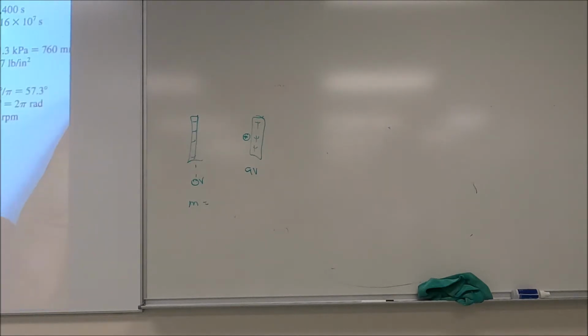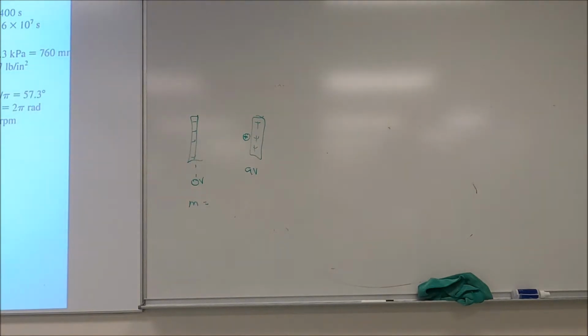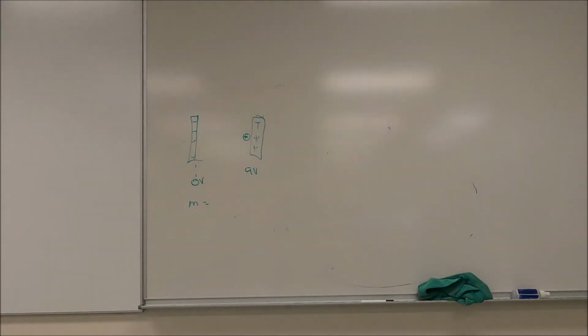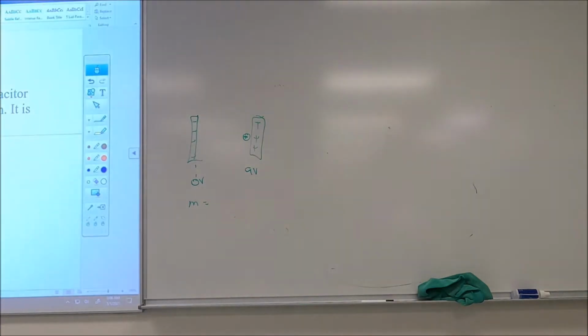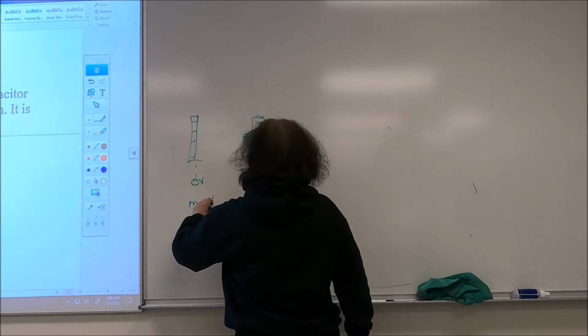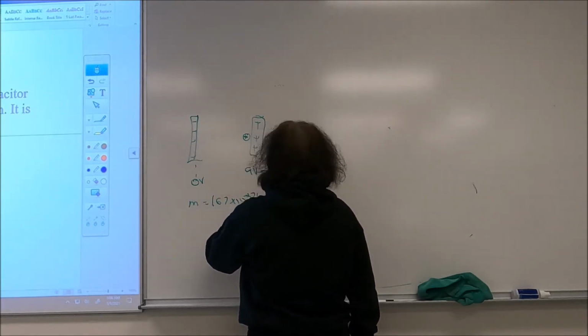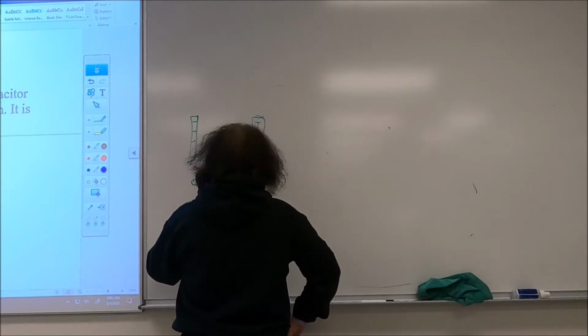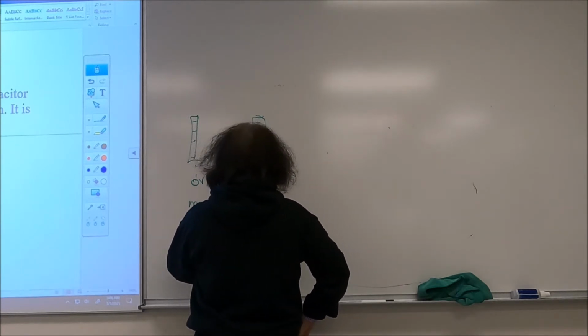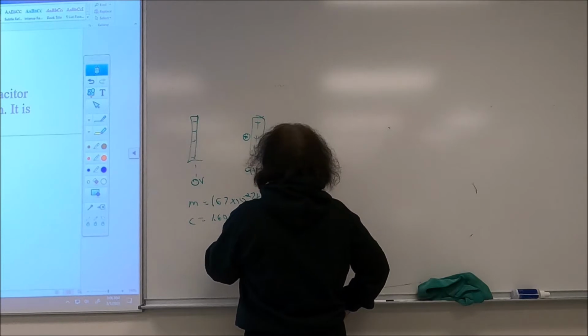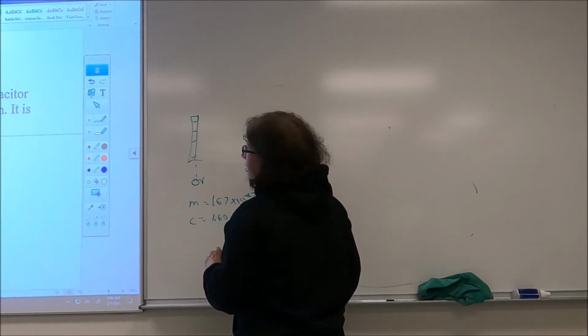Look here in the front cover of our book, the mass of a proton is 1.67 times 10 to the minus 27 kilograms. So our mass is 1.67 times 10 to the minus 27 kilograms. And our charge is 1.60 times 10 to the minus 19 coulombs. Okay?